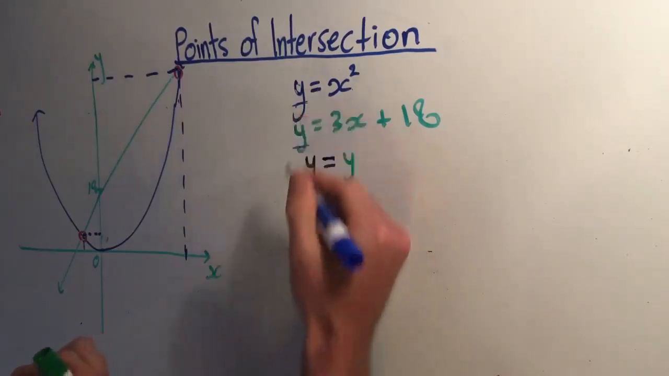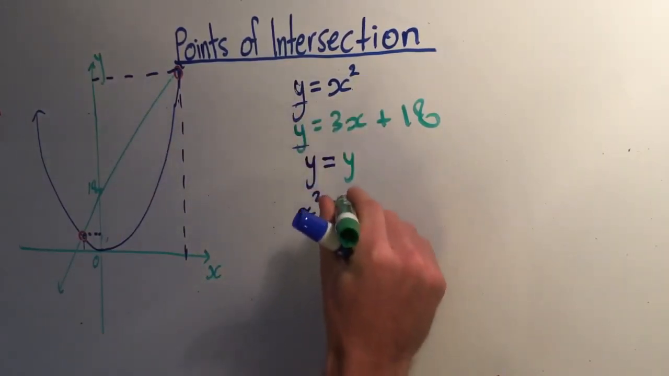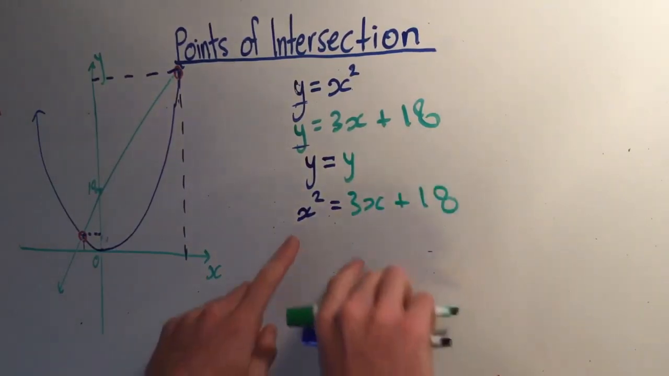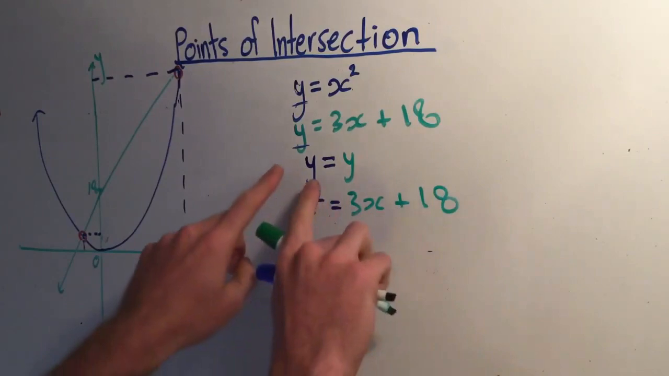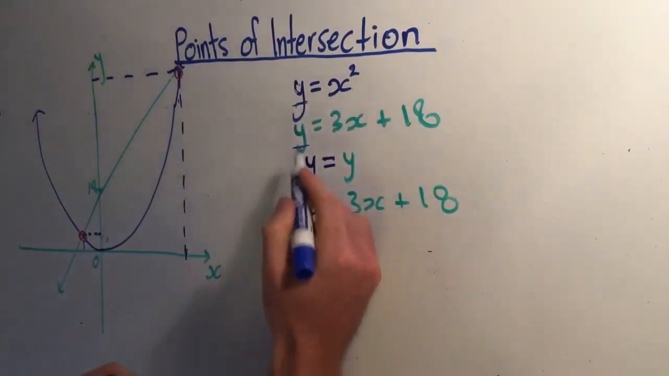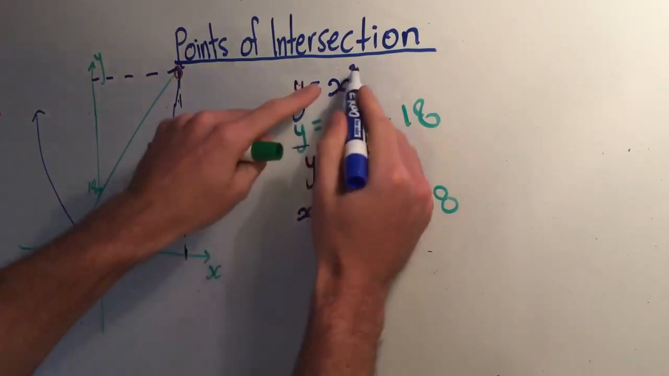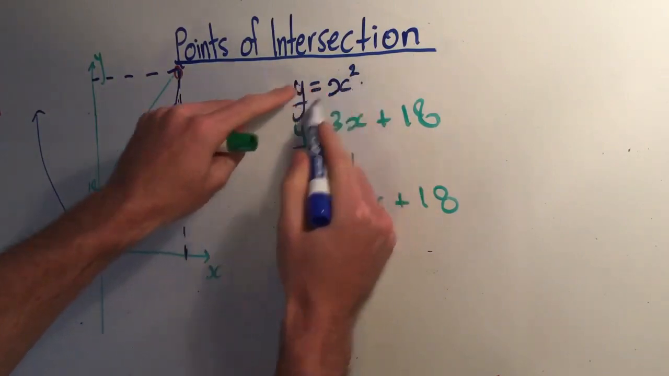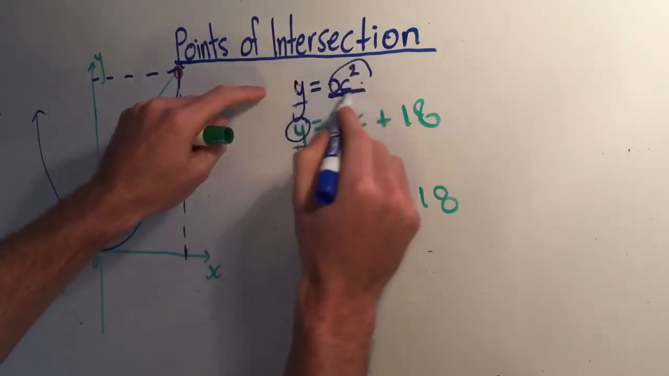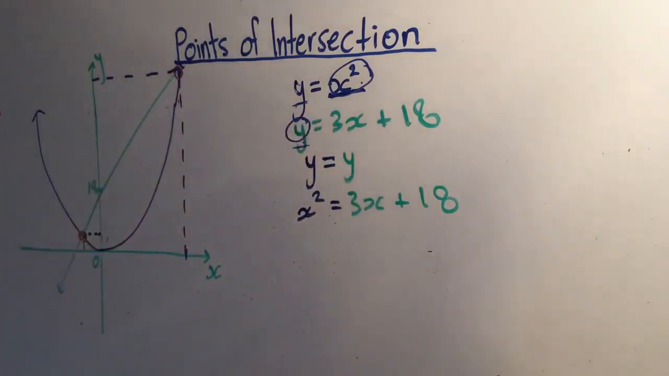In other words, x squared equals 3x plus 18. X squared equals 3x plus 18. That y equals that y. Another way of looking at what I just did is I've gone, here's this y, which equals x squared, and I'm just going to say that that is exactly the same as that y, so I'm going to put that in this position, because I know that those y's are exactly the same at the points of intersection.